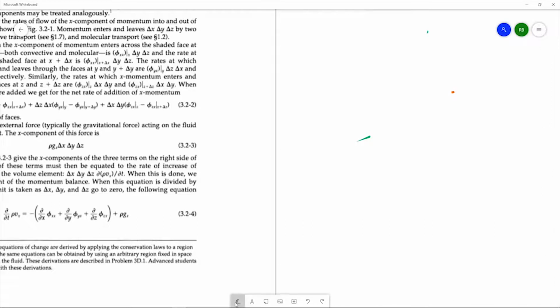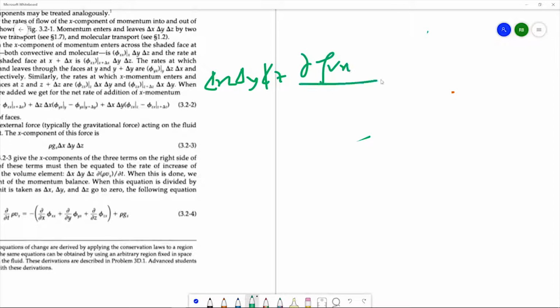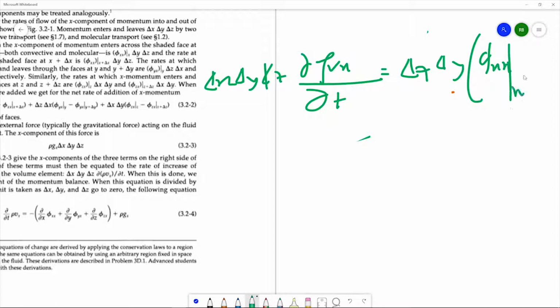So let's put it in this book. It is directly given. On this side we will have the accumulation, delta x, delta y, delta z, rho vx, dou t. This is the momentum rate, and here we have delta y delta z phi xx at face x minus phi xx at x plus delta x. Similarly, for phi yx and phi zx, right?